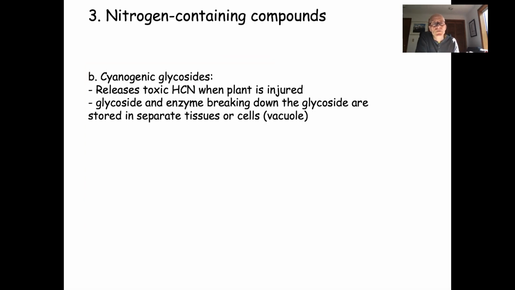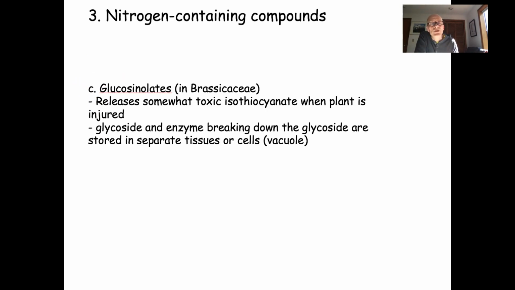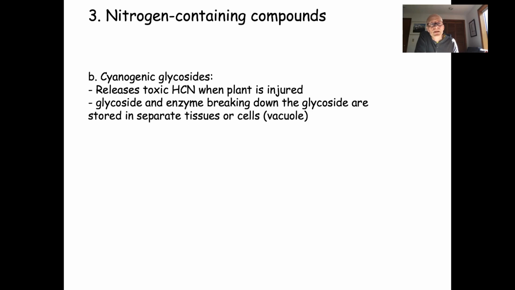Okay, let's spend just a few more minutes on the nitrogen-containing compounds, class B and C. Those are the cyanogenic glycosides. There's one of those, and then we have the glucosinolates. But let's look at the cyanogenic glycosides. They release toxic HCN, so cyanide, when the plant is injured, and that is because the substance that has to be broken down is stored in one part of the plant, and then another part of the plant, a vacuole, for example, will contain the enzyme that will break down this glycoside.